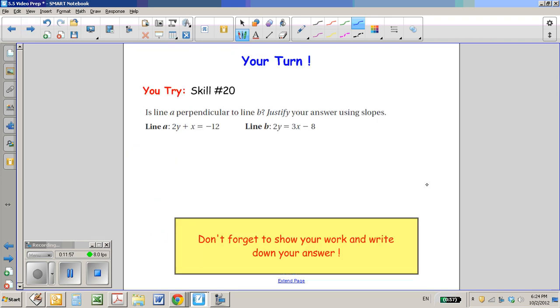Okay, so again, very similar to the previous you-try example, but I'm specifically asking you, are these two lines perpendicular? And notice that you are asked to justify your answer using slopes. Now, on the quiz, I will not tell you to use slopes. I'm just going to tell you to justify your answer, and I would expect you to realize that slope is the way to go, that you should be using slope to decide whether they are perpendicular or not. I don't think I'm going to actually tell you that. Okay, so try this one and see if they are perpendicular or not.